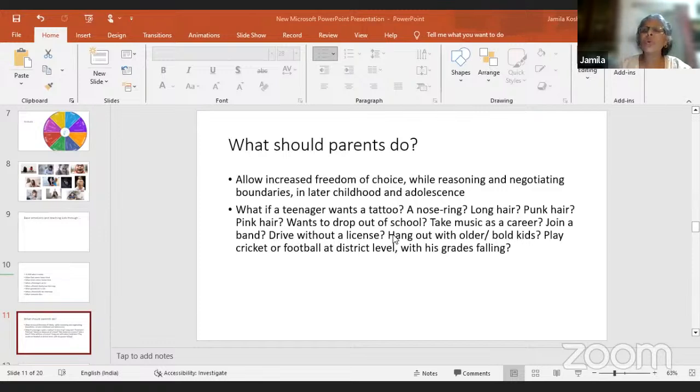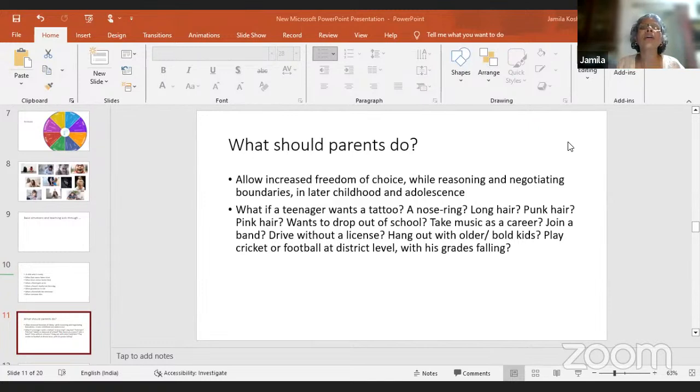Wants to drop out of school, take music as a career, join a band, drive without a license, hang out with older, slightly bold kids, maybe doing something you don't like, playing cricket or football at district level with their grades falling. And all these things are there. If you get into an emotional scene with the child, we don't want to get into an emotional scene. We want to negotiate and reason rather than getting into an emotional quarrel with them.